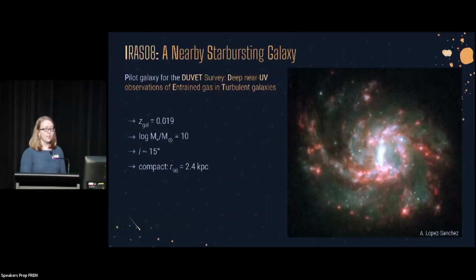So this is ISO-8. It's a nearby starbursting galaxy. It was the pilot galaxy for the Duvet survey. I'm not going to focus much on the gas within the disk. That was the Duvet project, but I'm going to go beyond the disk and out into the CGM.